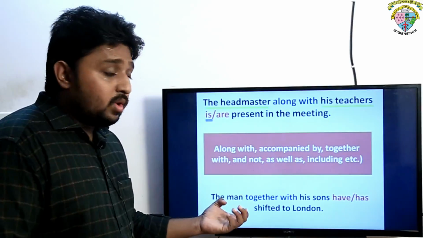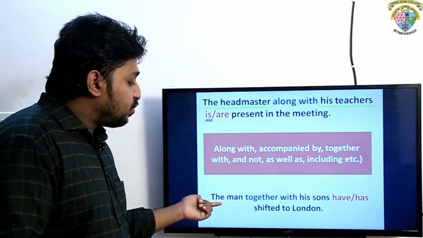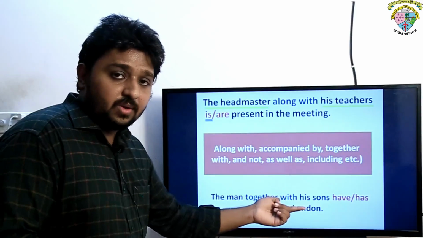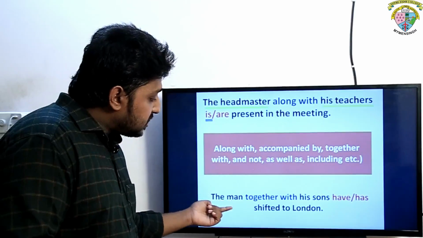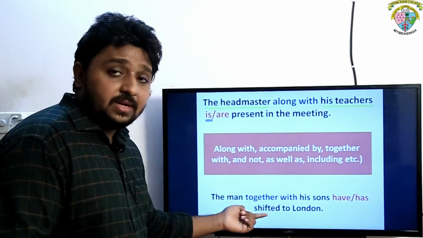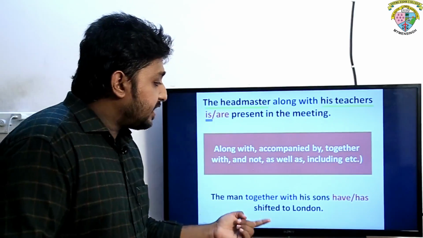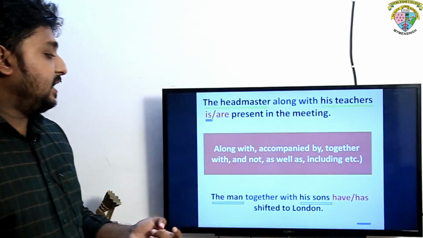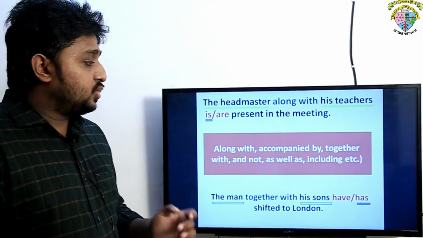So what will we do? We have to select the first one to receive the verb. Here we can clearly see the first subject is singular. As it's singular, it should receive the singular verb. So the correct verb should be has. So that is the thing.